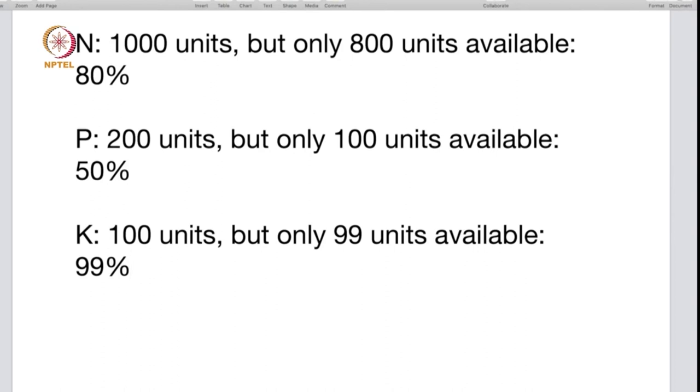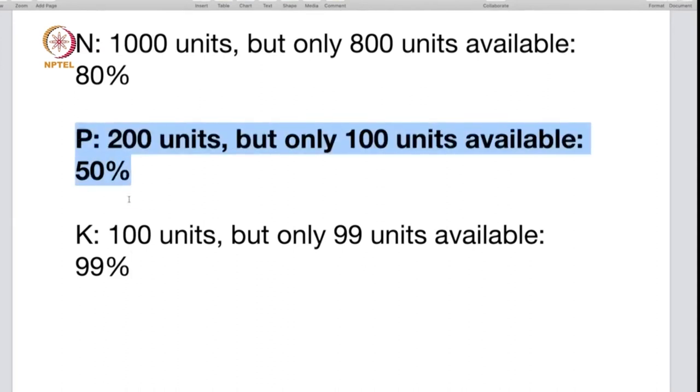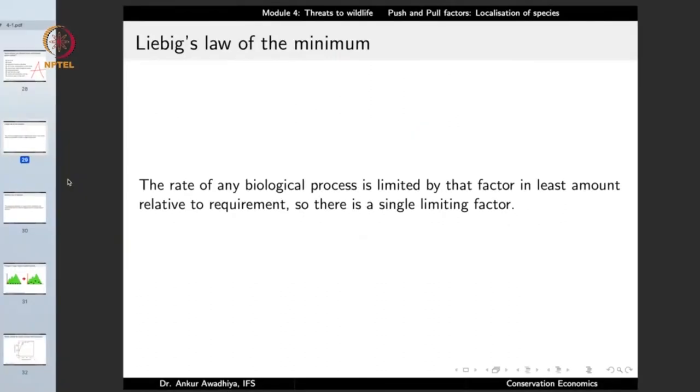Now, Liebig's law of the minimum states that the rate of growth of plants will be limited by a single factor. We will not have the growth of plants limited by all these three factors. There will probably be only a single factor, and that single factor is the one that is available in least quantity relative to the requirement. So in this case, phosphorus is available in the least quantity relative to requirement, because it is able to meet only 50% of the requirements of the plants. Others are able to meet 80% and 99%. So Liebig's law of the minimum will say that the rate of plant growth will be dependent on the amount of phosphorus in this area. The rate of any biological process is limited by that factor in least amount relative to requirement, so that there is a single limiting factor.